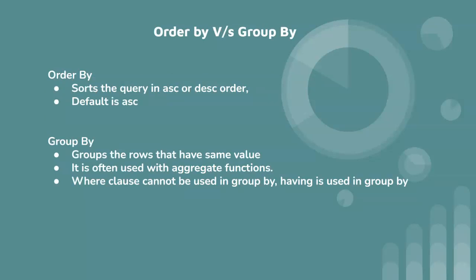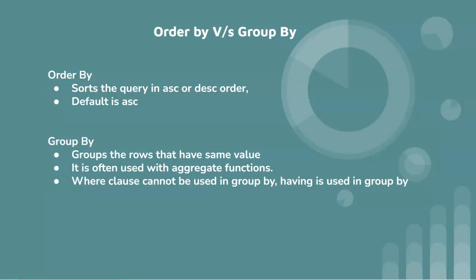Now let's understand the difference between ORDER BY and GROUP BY. ORDER BY sorts the query in ascending or descending order. If we don't use ORDER BY, the records are by default sorted in ascending order. GROUP BY, on the other hand, groups the rows for some value. It is often used with aggregate functions. We cannot use the WHERE clause when we use GROUP BY; HAVING is used when we use GROUP BY. We have already seen the GROUP BY with the WHERE clause in the aggregate function example.